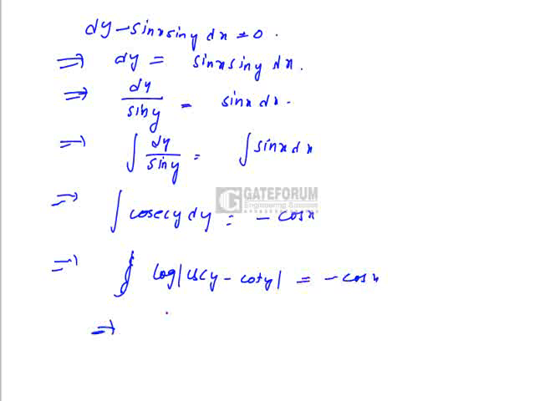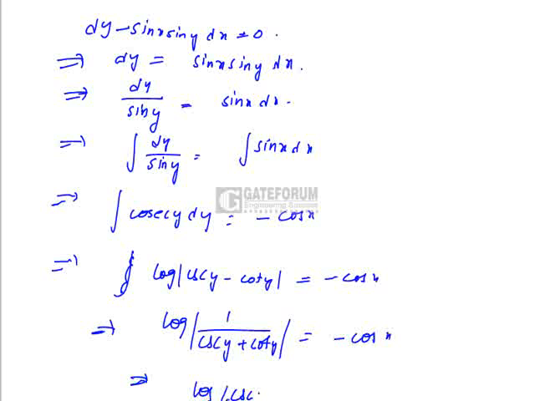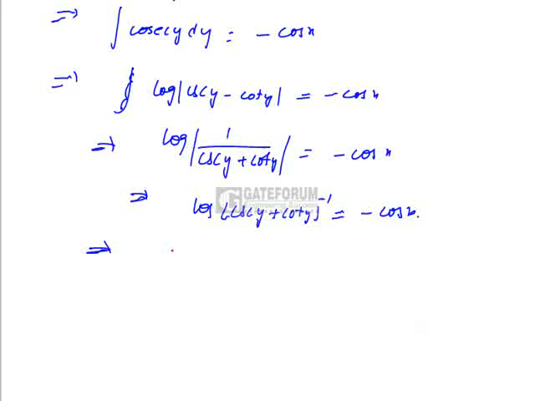Now we can write this as log mod 1 by (cosecant y plus cot y), which is equal to minus cos x. So I'll write this as log of (cosecant y plus cot y) raised to the power of minus 1, which is equal to minus cos x. And we can write this as cosecant y plus cot y is equal to e power cos x, and we can cancel the minus and minus.